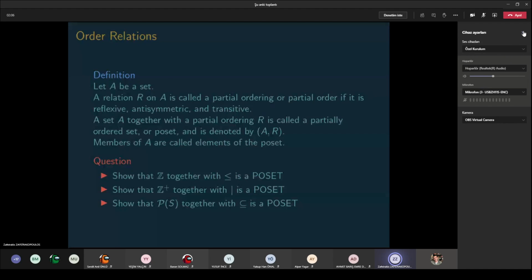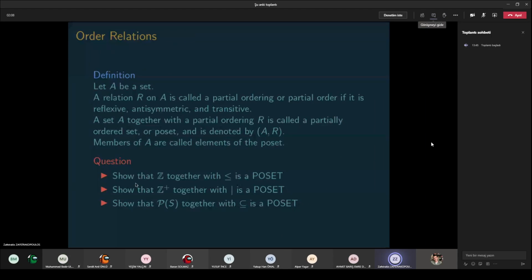We wanted to show that the integers together with smaller or equal is actually a poset. Every integer is smaller or equal than itself, so it is reflexive. If a is smaller or equal than b and b is smaller or equal than a, then a has to be equal to b, so it is antisymmetric. And if a is smaller than b and b is smaller than c, then also a is smaller than c, so it is also transitive. So we just showed that Z together with smaller or equal is a poset.